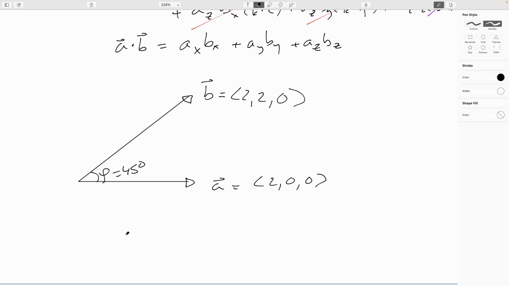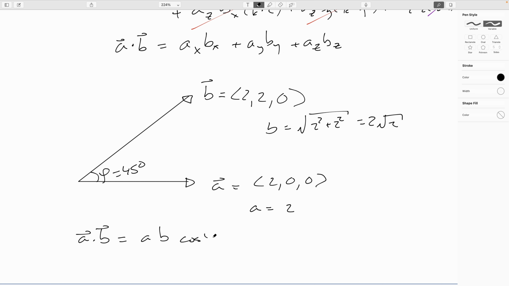Well, one way we could do it is we could observe that the magnitude of A is equal to 2, and the magnitude of B is equal to the square root of 2 squared plus 2 squared, which is going to be 2 square root of 2. Okay, so we can say that A dot B is equal to AB cosine phi. Well, this will be equal to 2 times 2 root 2 times the cosine of 45 degrees, which is 1 over the square root of 2. So we get 2 times 2 is 4.